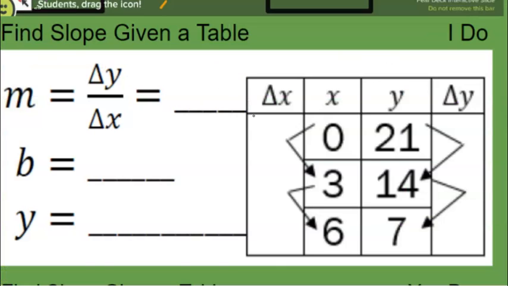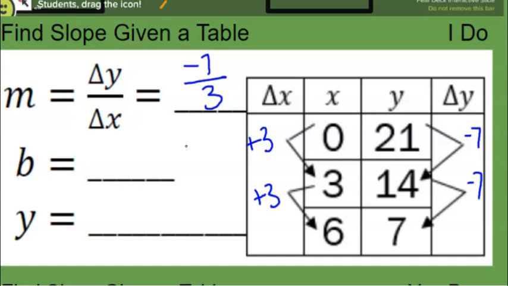The next example is to find the slope given a table. We're given a table with 2 or more points. We're going to find the change of x and the change of y. The change of x from 0 to 3 is to add 3. 3 to 6, add 3 again. From 21 to 14, we're going to subtract 7. 14 to 7, subtract 7 again. So your change of y over your change of x is -7 over 3. You can't reduce this anymore, so that's your slope.